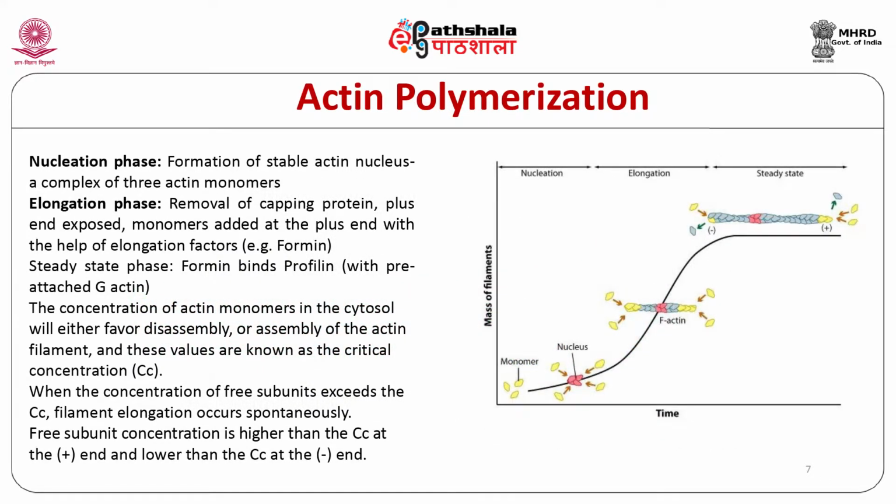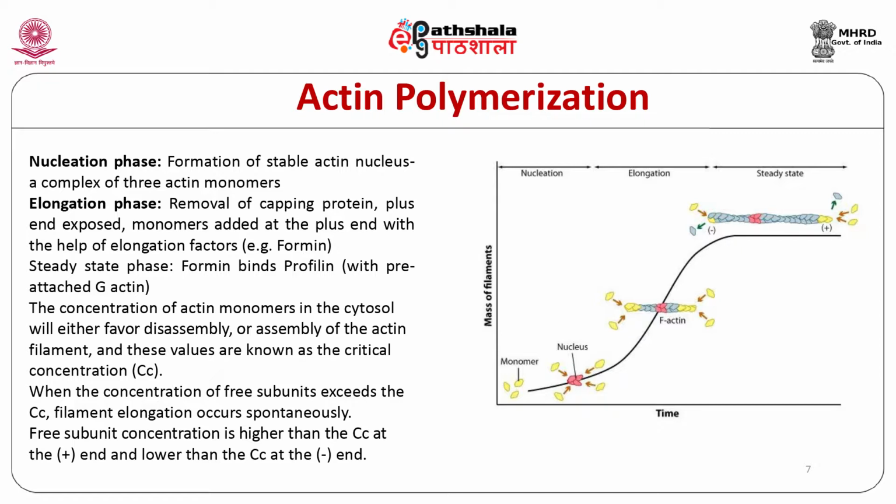Actin polymerization. Nucleation phase: formation of a stable actin nucleus, a complex of 3 actin monomers. Elongation phase: the capping protein is removed and exposed monomers are added at the plus end with the help of an elongation factor, for example formin. Steady state phase: the formin binds profilin with the pre-attached G-actin.